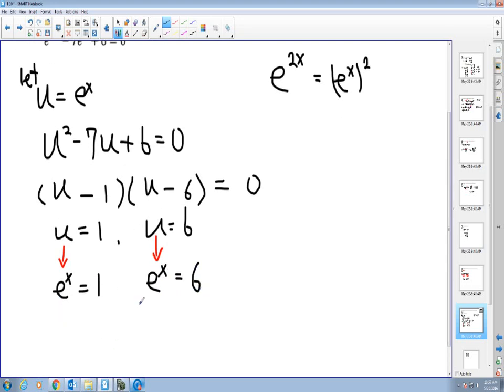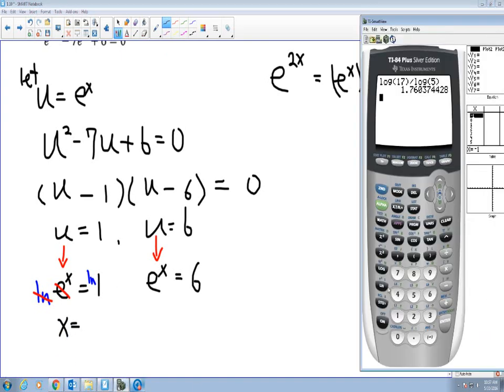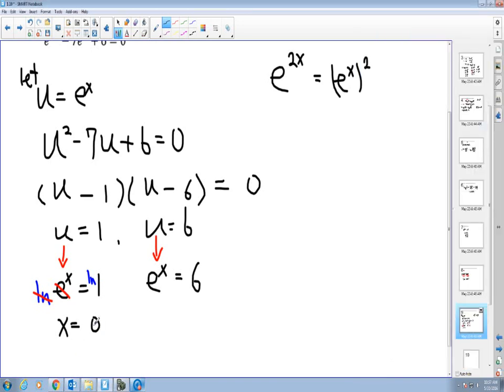So now I got 2 terms. If I only got 2 terms, I can actually take a natural log on both sides, because a natural log and e cancel out. So my x is equal to the natural log of 1. Natural log of 1 is 0. So one of my answers is 0. Alright, the other answer, take a natural log on both sides.